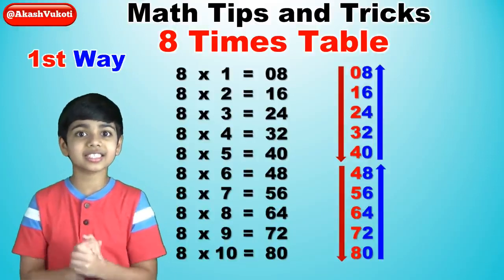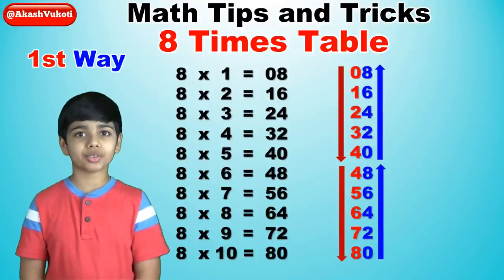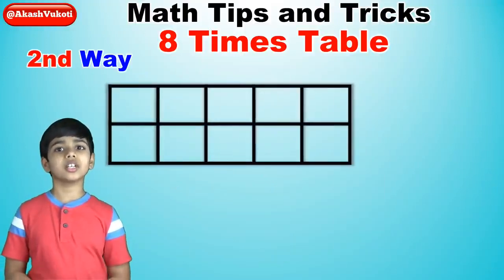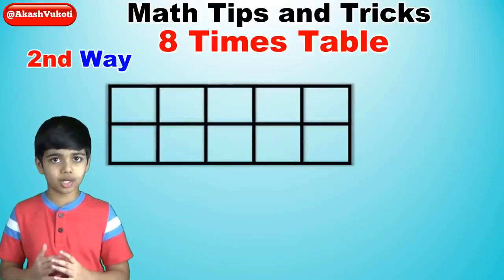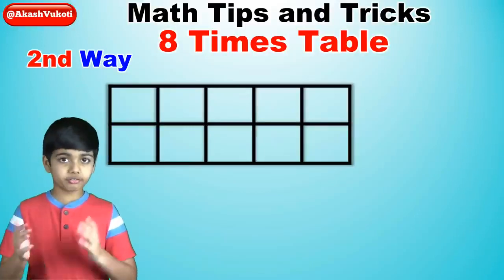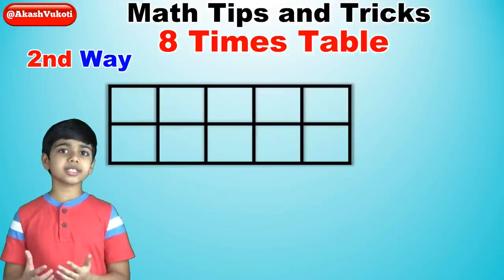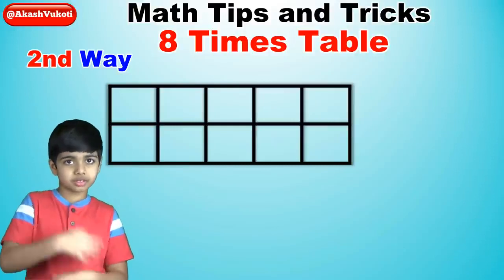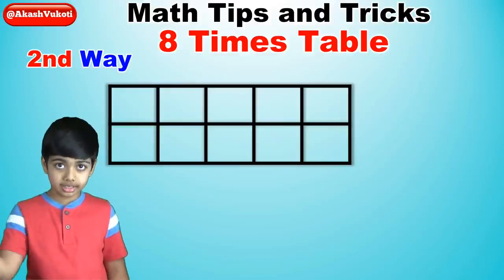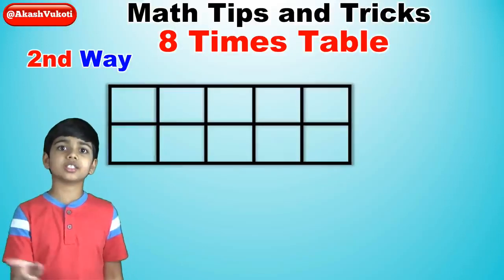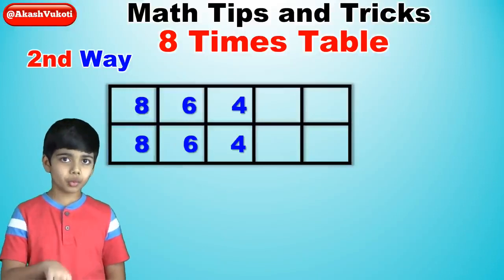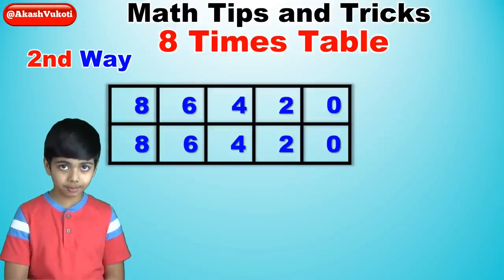And here is the second way of explaining the trick. As you can see here, let's create a box of 5 columns and 2 rows. For the ones digits, just like you've seen in the first method, we're going to write down the 2 times table from 0 to 8 in both rows, but this time backwards in the opposite direction from 8 to 0. So 8, 6, 4, 2, 0.